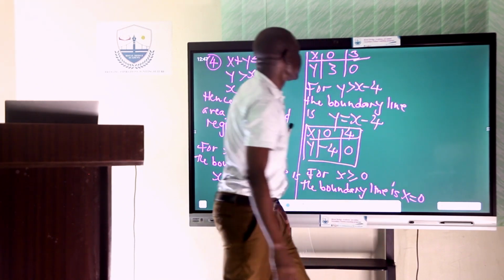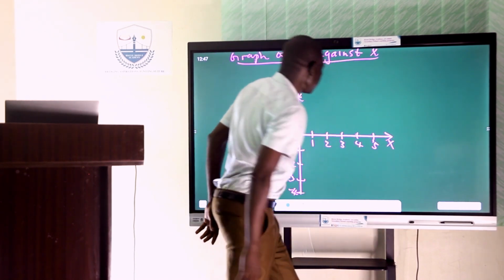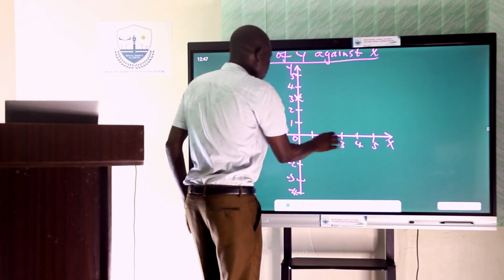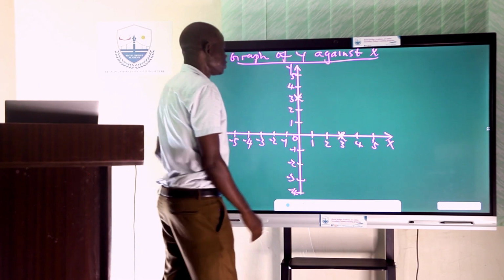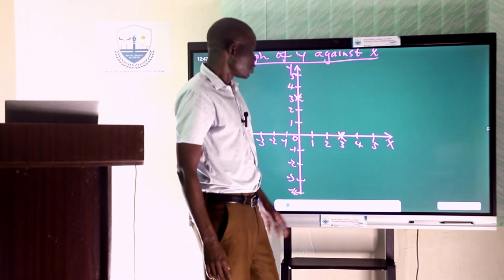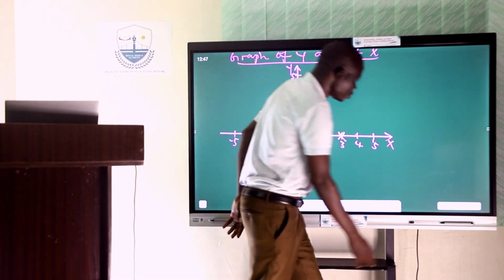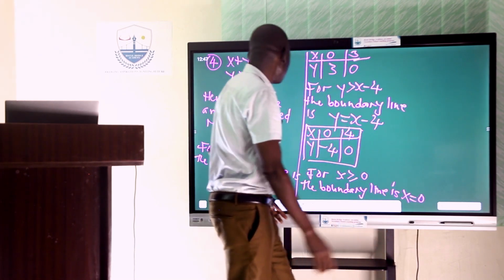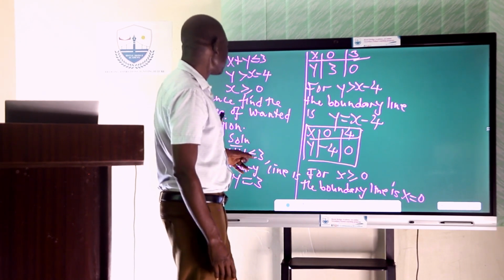Okay. When x is 3, y is 0. The point will be here. Then we now check which symbol it had. Was it less or equal? You can see that it was less or equal.